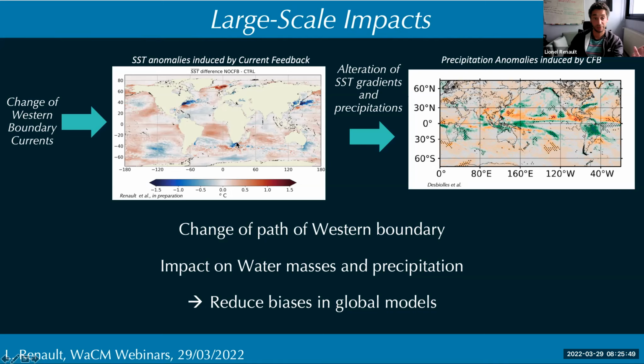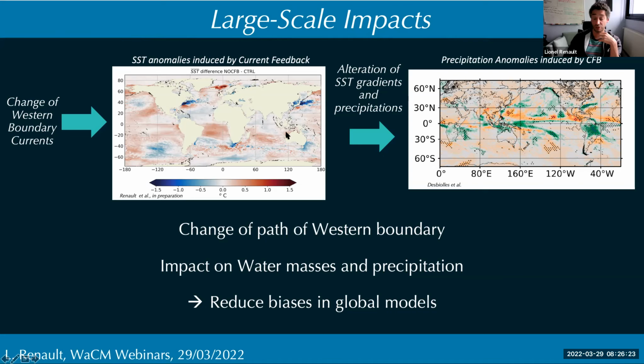The same, for example, for the Agulhas currents, where we have less advection of warm Indian Ocean water into the Atlantic Ocean. And this will alter the large-scale SST gradients, and it has a large impact on the precipitation. That's an ongoing study we are doing with Fabien Desbiolles. Especially, for example, here over the Gulf Stream, we can see that we have a reduction of the precipitation due to the current feedback, and the same over the Agulhas current, which is consistent.